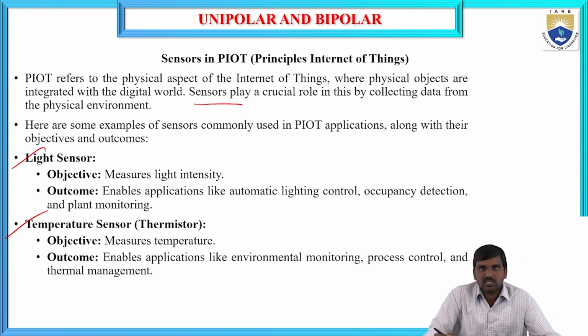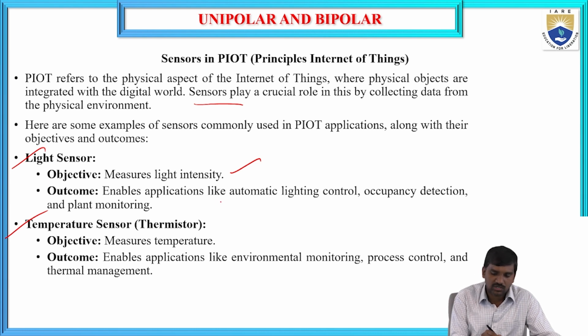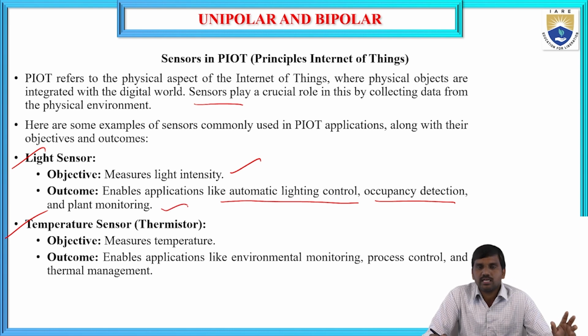Under the light sensor, what is the objective and what is the outcome? The objective is to measure light intensity. The outcome enables applications like automatic lighting control, occupancy detection, and plant monitoring systems. In order to develop these systems, we use a light sensor, which gives a better outcome.